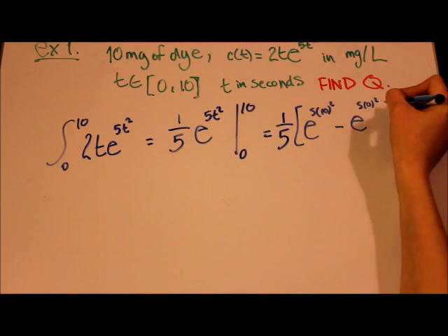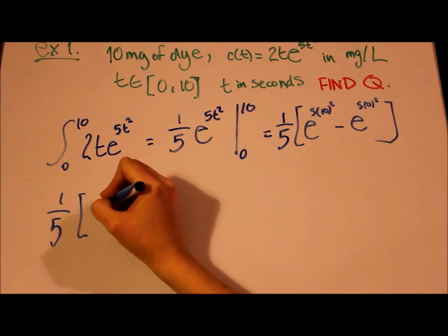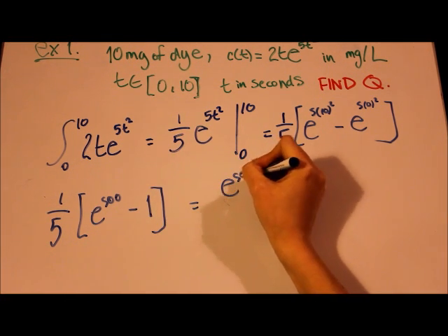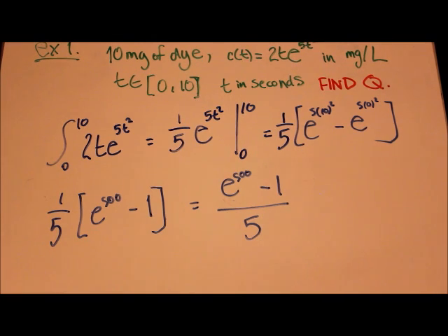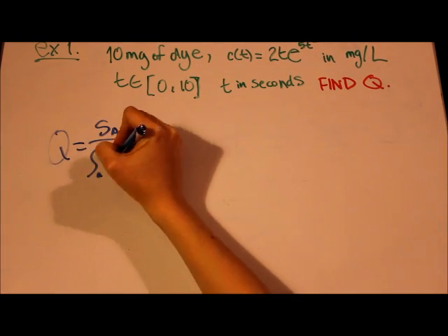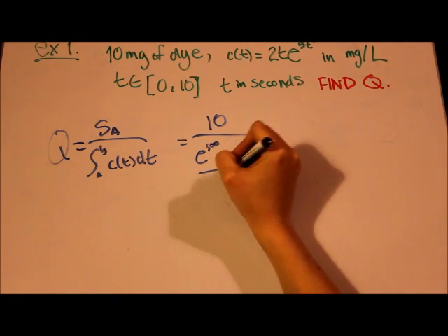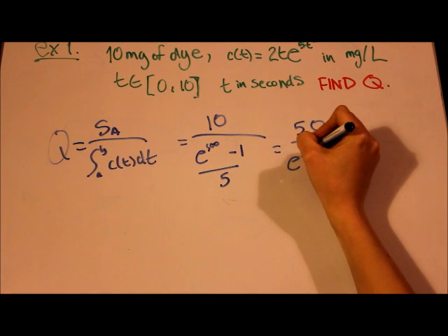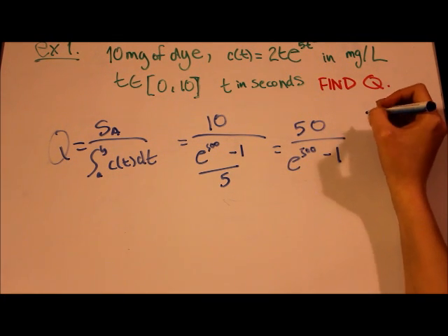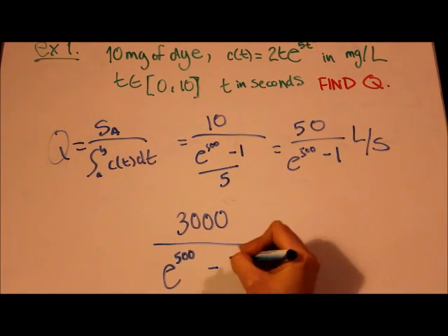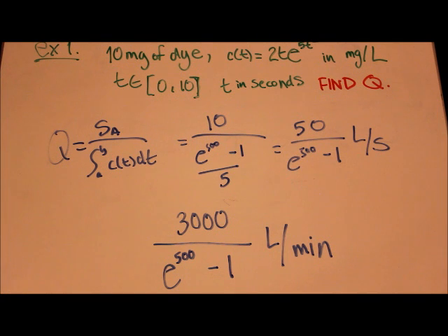To finish solving the integral, we use the fundamental theorem of calculus. We end up with e to the 500 minus 1 over 5. We can then plug it into the cardiac output equation, where Q is the amount of dye divided by the integral of the concentration of the dye. Thus, we divide 10 milligrams by e to the 500 minus 1 over 5. Eventually, we end up with 50 over e to the 500 minus 1 liters per second, which can be converted to liters per minute by multiplying by 60.